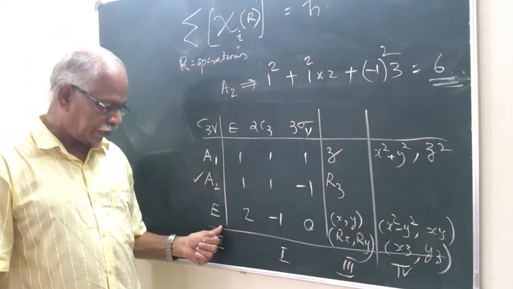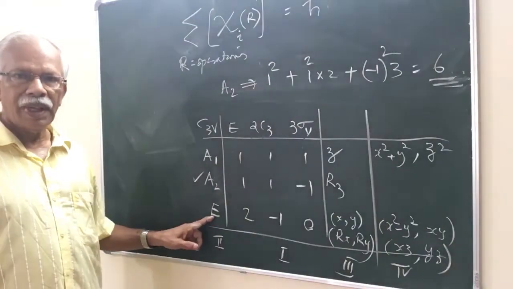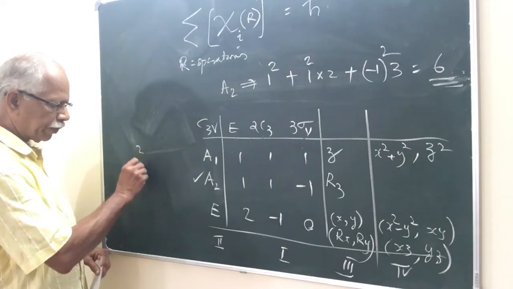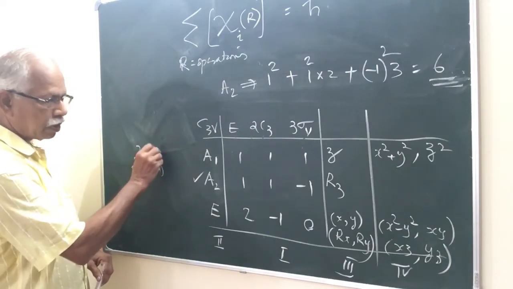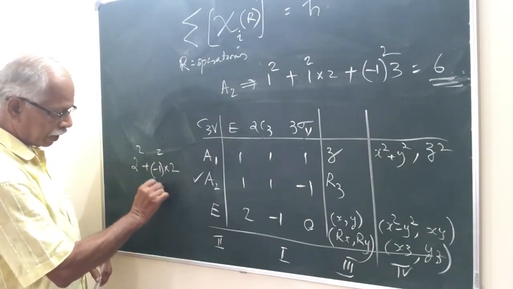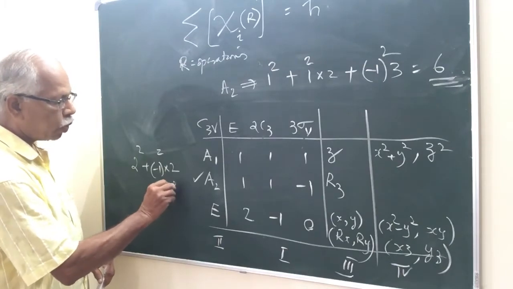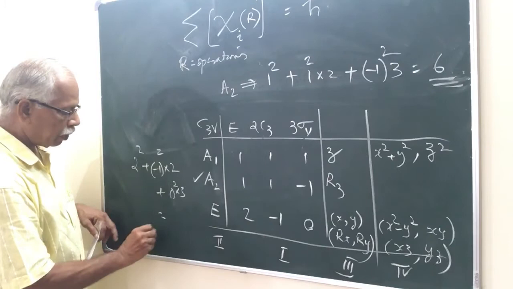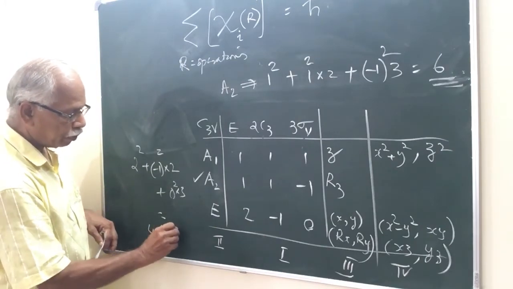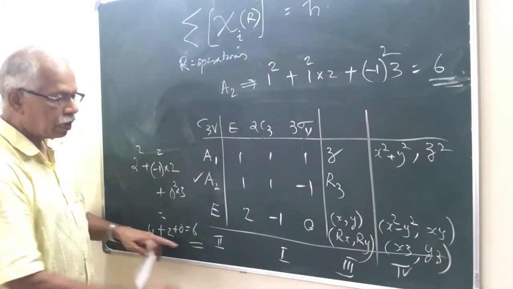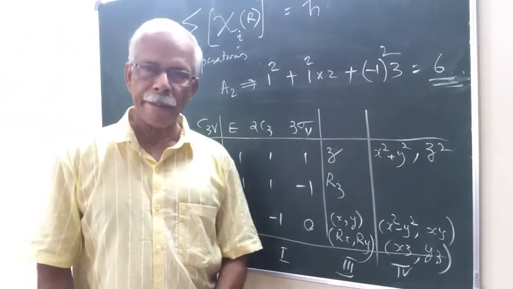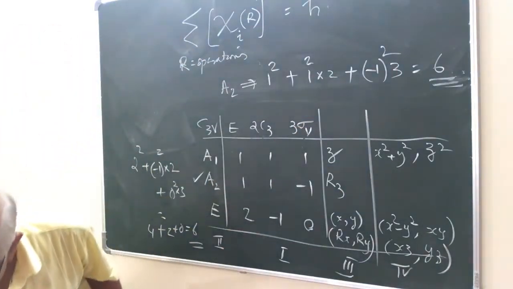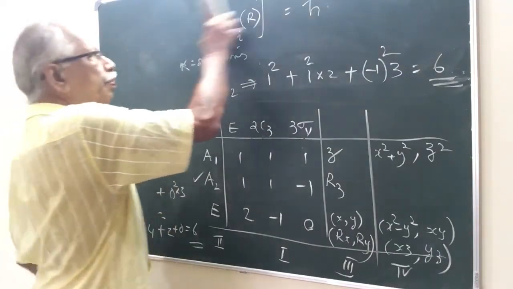Here also, for the E-type irrep, 2 squared plus minus 1 squared into 2 plus 0 squared into 3. So it becomes 4 plus 2 plus 0. The order of the group. This is the symbolic way of writing the rule 2. Then rule 3.